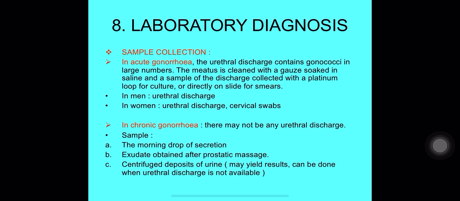In lab diagnosis, sample collection differs in acute gonorrhea and chronic gonorrhea. In acute gonorrhea, the urethral discharge contains gonococci in large numbers. The meatus is cleaned with gauze soaked in saline, and the sample of discharge is collected with a platinum loop for culture or directly on the slide for smears. In men, urethral discharge is taken. In women, urethral discharge or cervical swabs can be taken.